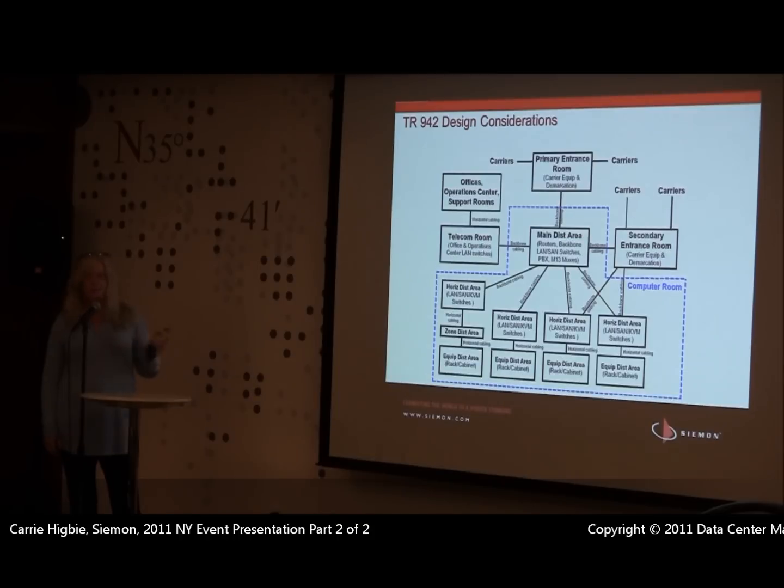So if we look specifically at the layout, you'll notice we've got our main distribution area, which is our core, that feeds to our horizontal distribution areas, which is where we see our LAN switches, that type of stuff. And that goes out to our equipment distribution areas, where we typically see our servers.